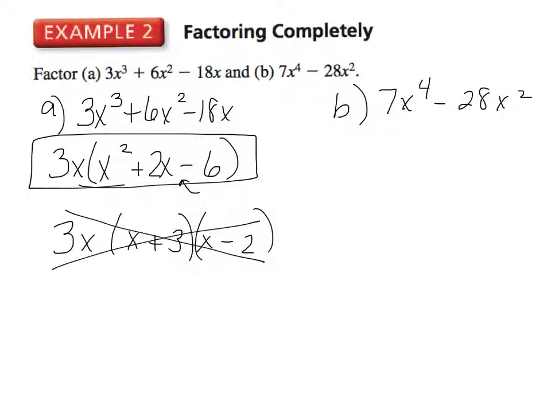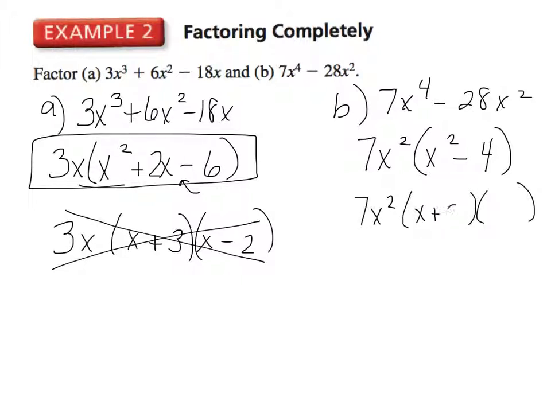Now we go to the next one. B. Can I take out a GCF? Absolutely. I can take out a 7x squared. If I take out a 7x squared, I'd be left with x squared minus 4. Well, wait a minute. X squared minus 4 can be factored into binomials. X plus 2, x minus 2. Now, by the way, if this had been a plus, this would have been your answer. You couldn't have gone any further. But there's my answer. 7x squared multiplied by x plus 2 and x minus 2.